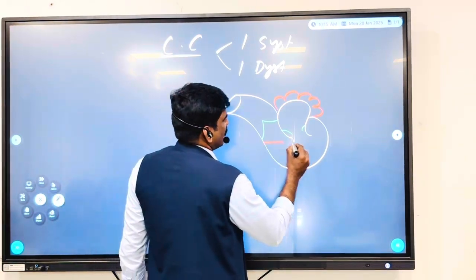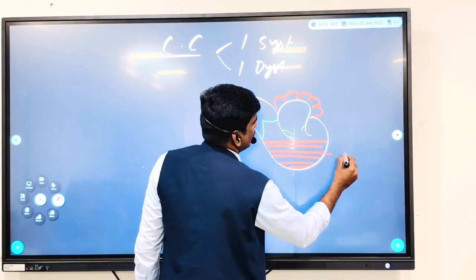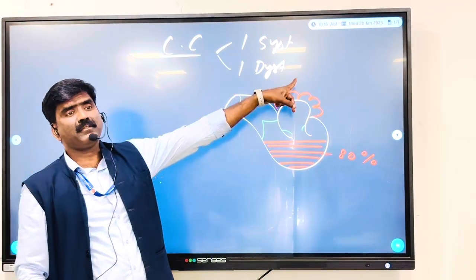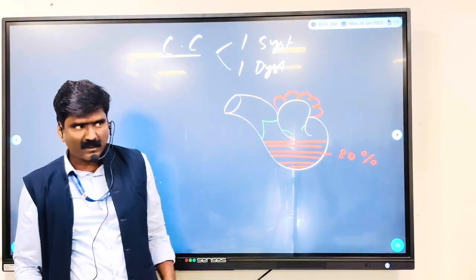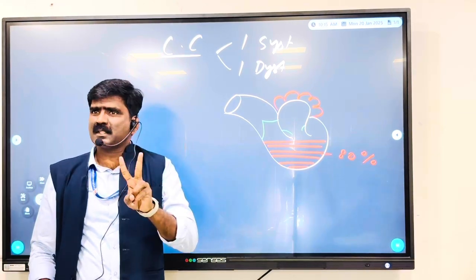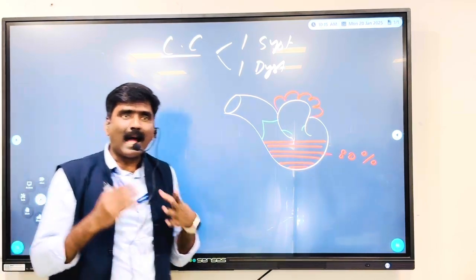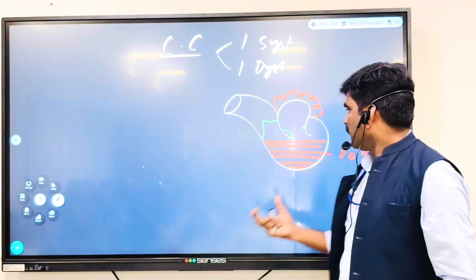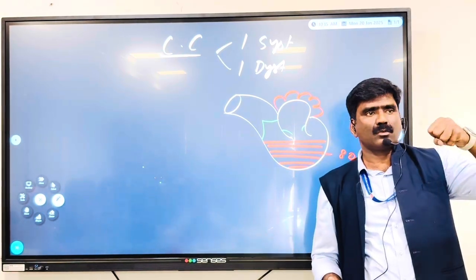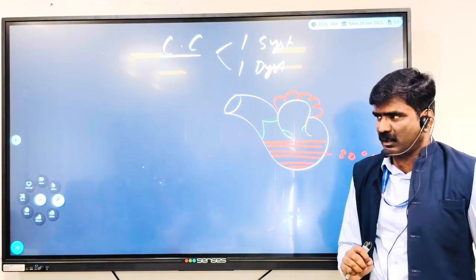That is, 80% of the blood is filled in the ventricle before onset of atrial systole. When the atrium is contracting, only 20% of the blood is pushed from the atrium to the ventricle. That is, the last filling of the ventricle is happening because of atrial contraction. So 20% of the blood is filled during atrial contraction.